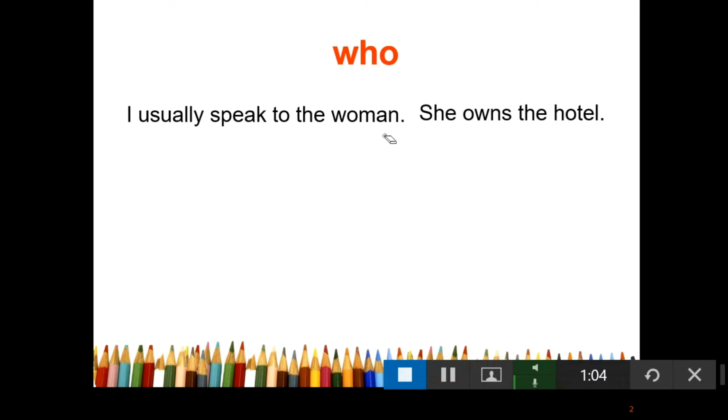How? First of all, we have to pay attention that we have some pronouns, like she, and some words that refer back to other nouns in these two sentences. I usually speak to the woman. She owns the hotel.